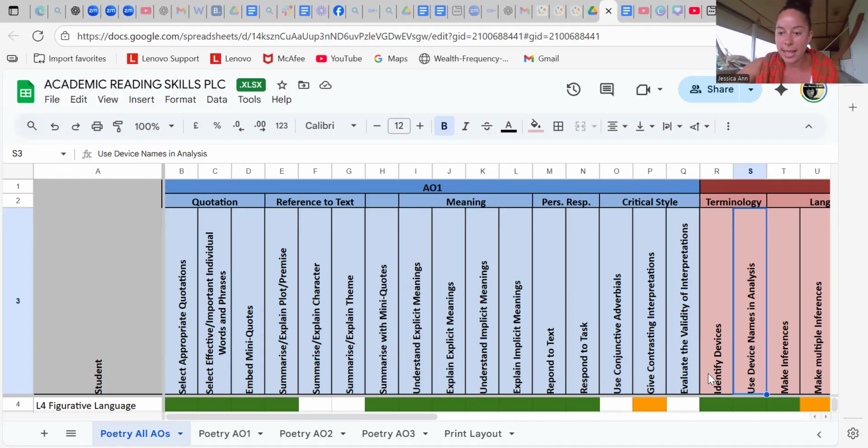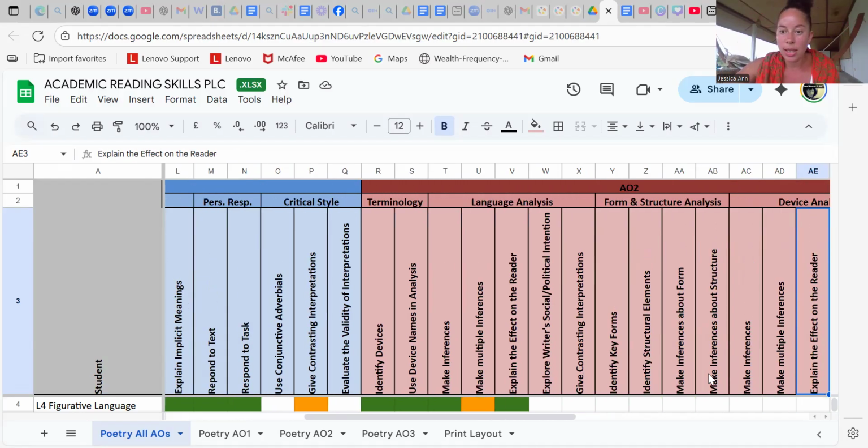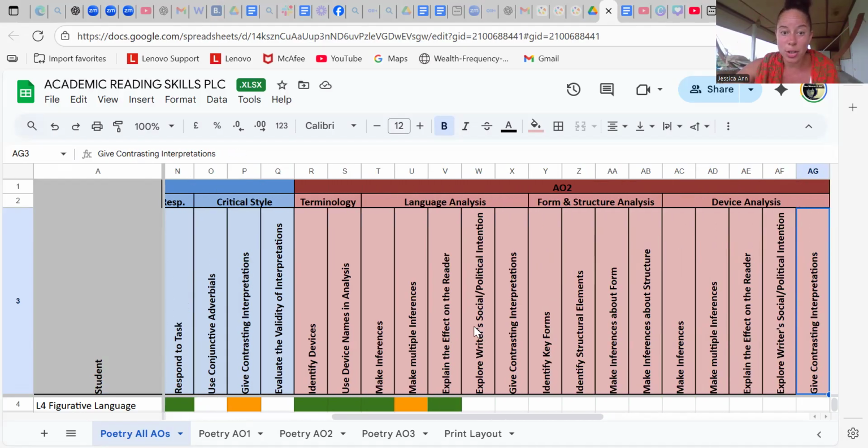Now, when it gets to language analysis, AO2, again, AO2 is broken down into a whole range of skills. So I'm going to just stop the share.